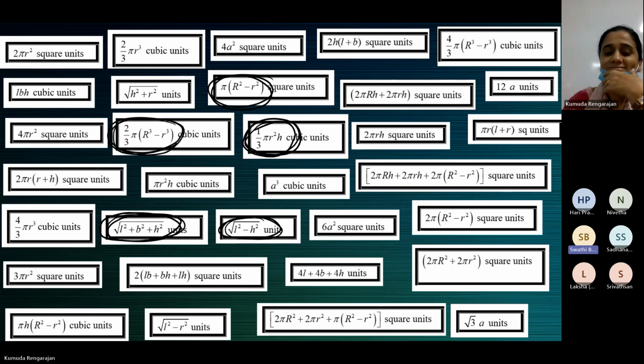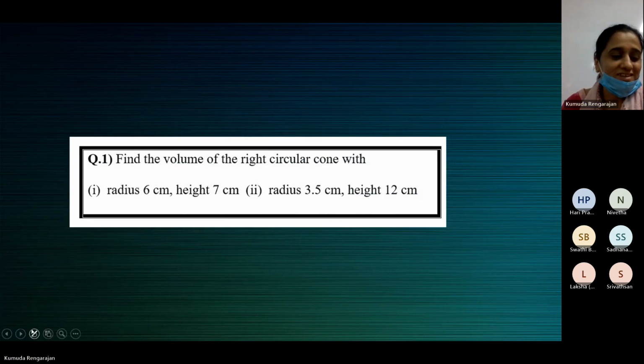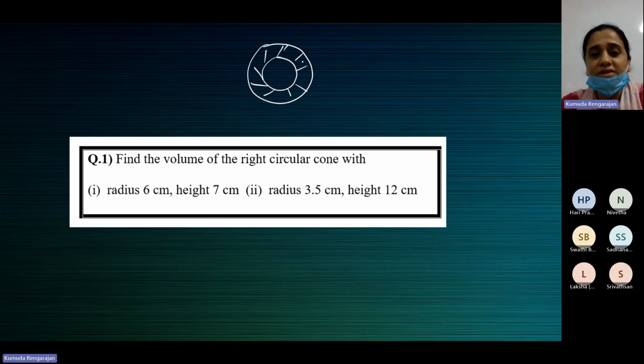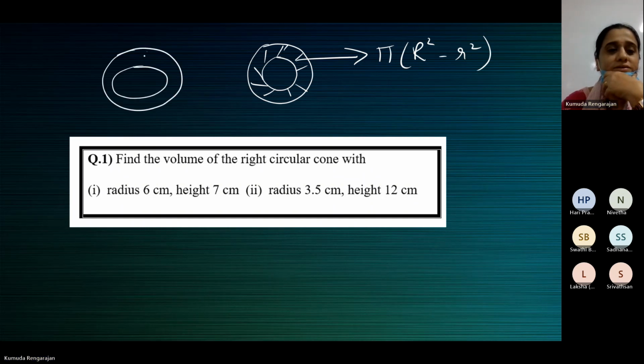When there is a need to find the area between two circles. Correct. Area between two circles. Very good. Like this, the area of a ring. This area is given by pi R square minus pi r square. Yes or no? Correct. The area between two circles is given by pi capital R square minus pi small r square.